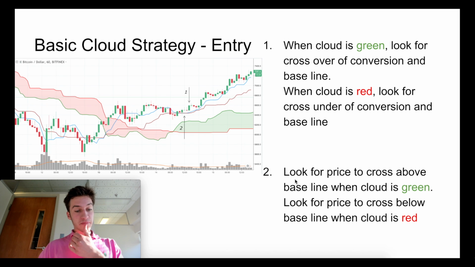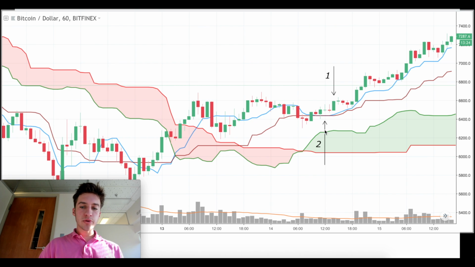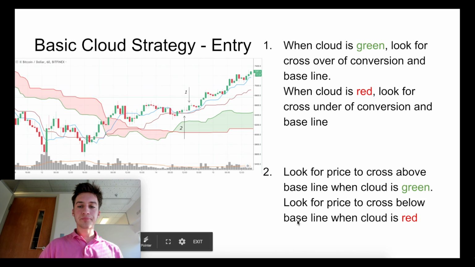There is another way that you can enter, and this is going to be a little bit more aggressive. This is when we're looking for price to cross above the baseline when the cloud is already green. So what that's going to look like, I think it's frozen there. Yeah, here we go. So what that's going to look like is 2 here. Whenever you see price close above the brown line, or the baseline, when price closes above the baseline, that's when we're looking to buy. So right there, when that doji prints, we close above the base and we're looking to buy.